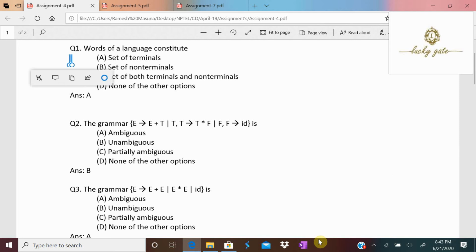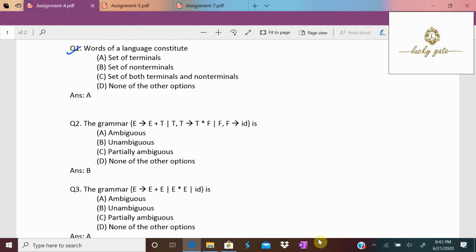Coming to question number 1. Words of a language constitute only terminals, not non-terminals. Suppose I have a grammar S tends to capital A, capital A tends to small b. Now what are the words it can generate? If S is A, later this A is replaced with b, which represents a word ba. Now what are b and a? Those are called terminals, meaning the words of a language constitute a set of terminals.